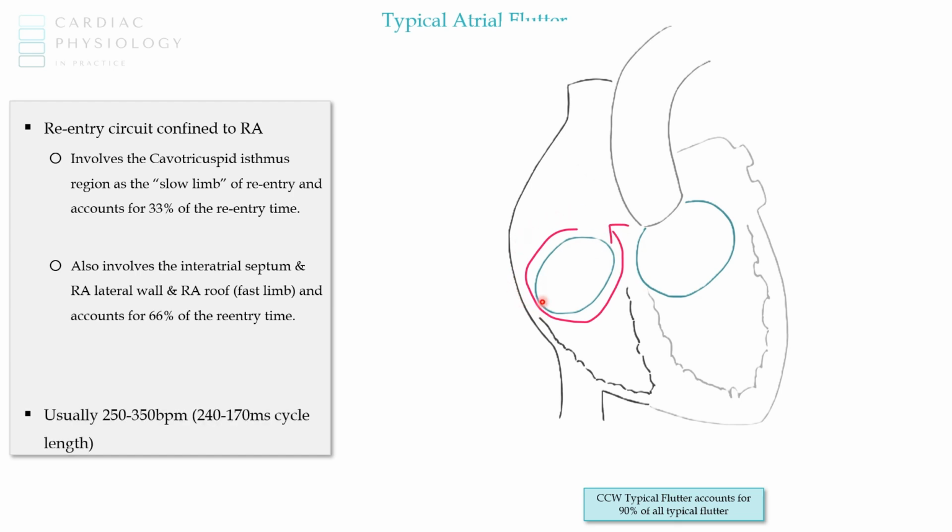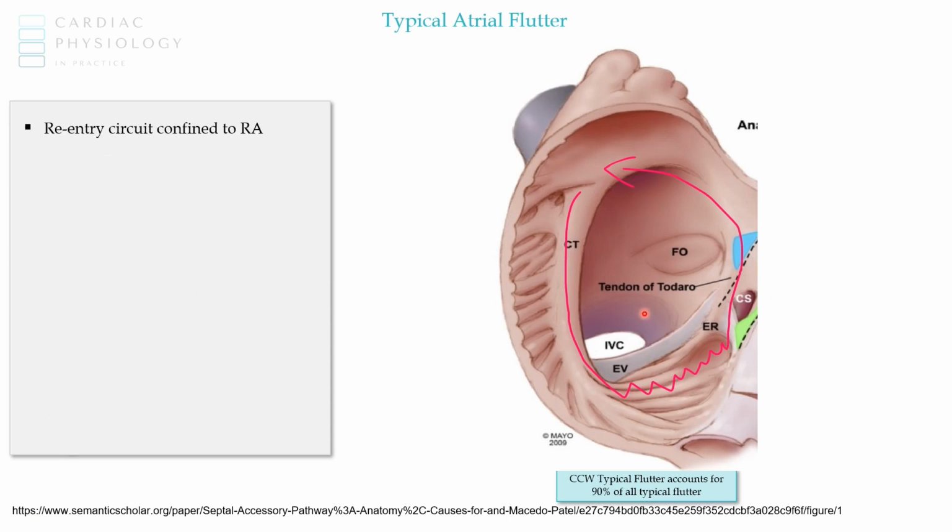It's usually about 250 to 350 beats per minute. Rarely do I see it go above 300 beats per minute. In my experience, it's usually somewhere between 200 and 300 beats per minute. So quite fast. And this is what the anatomy looks like more clearly.